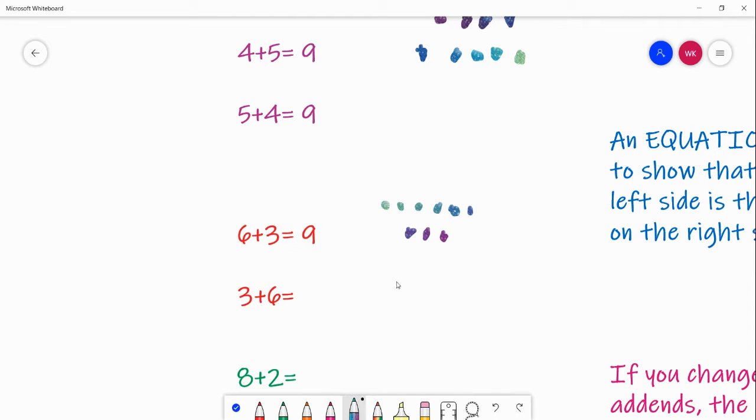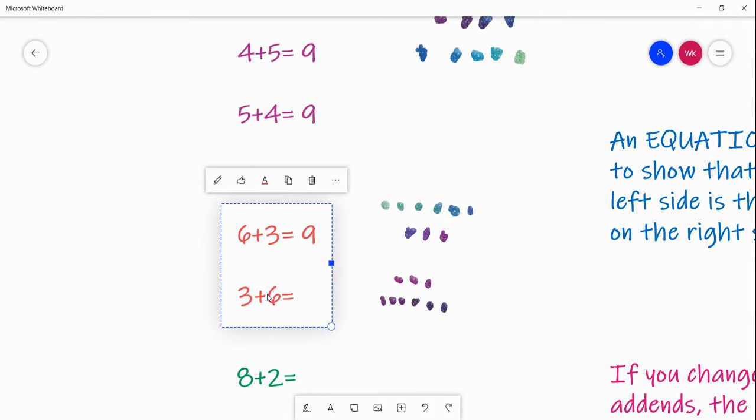We're going to draw out 3, 1, 2, 3. Then we're going to draw out 6. 1, 2, 3, 4, 5, 6. All right, now we're going to count them all together. 1, 2, 3, 4, 5, 6, 7, 8, 9. So the sum of 3 plus 6 equals 9.